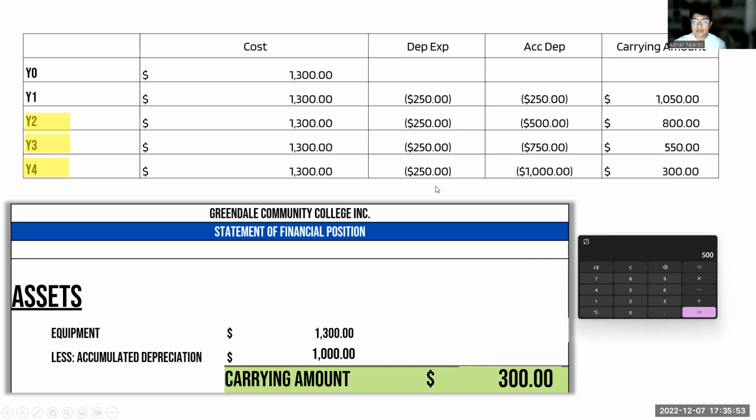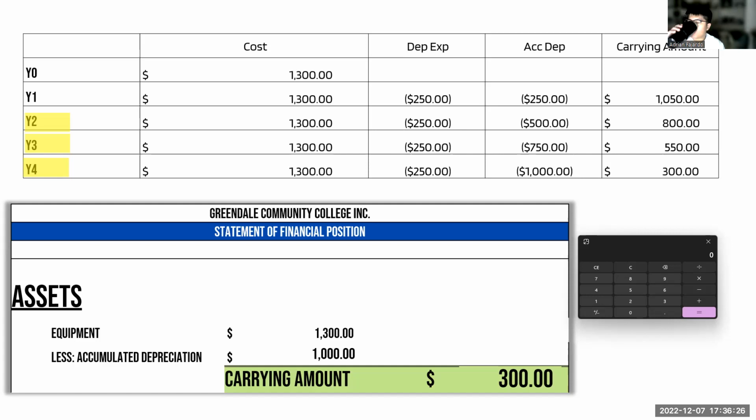So what can you notice? Year 4 is the end of our useful life. And our ACDEP is equal to our depreciable amount. Ano yung depreciable amount natin kanina? 1,300 minus salvage cost of 300, 1,000. So yung ACDEP mo at the end of useful life is equal to your depreciable amount. And your carrying amount is equal to your residual value of 300. Right? So important things to note. So I'm just showing you the table format para you appreciate how it works talaga year on year.